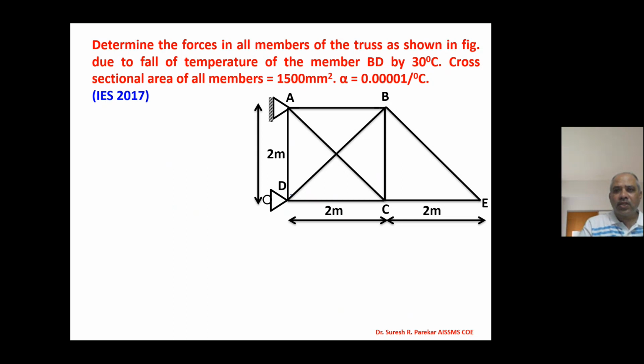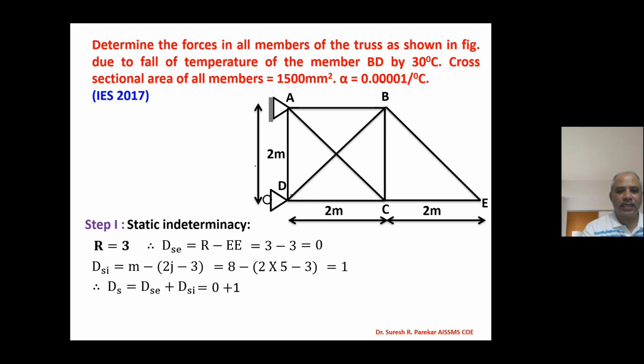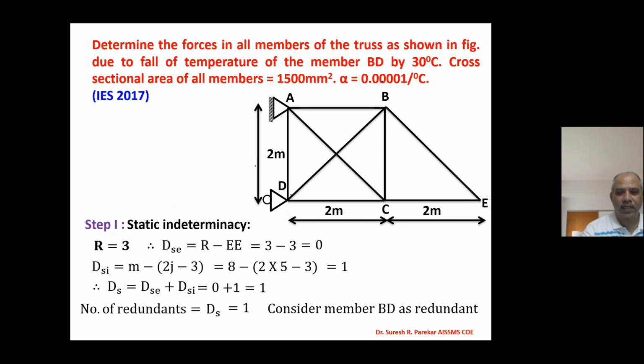Alpha is 0.00001 per degree centigrade. Now, same step 1, static indeterminacy. R minus equilibrium equations: 3 minus 3 is 0. So DSI is m minus 2j minus 3, which is 8 minus 2 into 5, because we have 5 joints A, B, C, D, E, minus 3, equal to 1. So we have Ds equal to 0 plus 1.